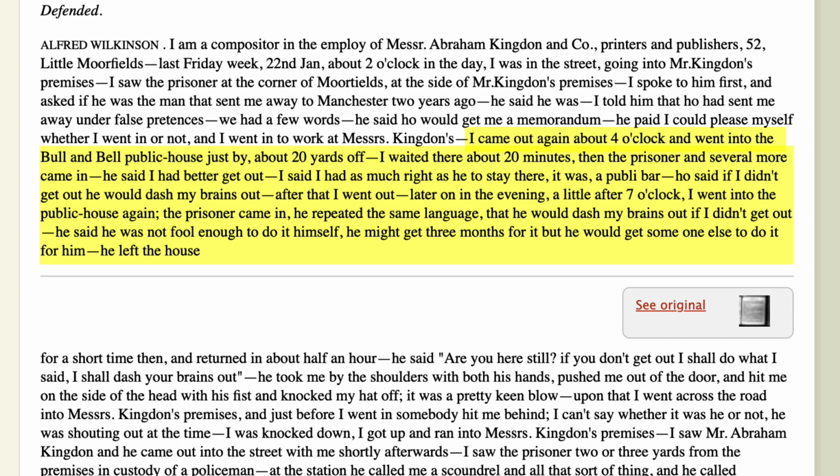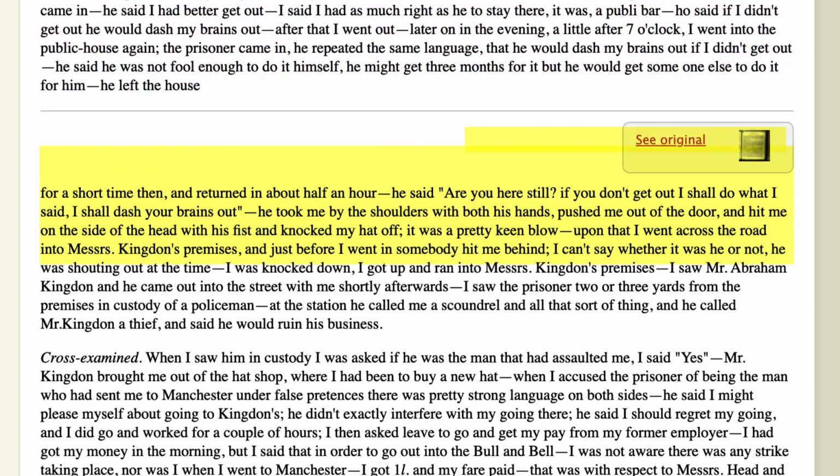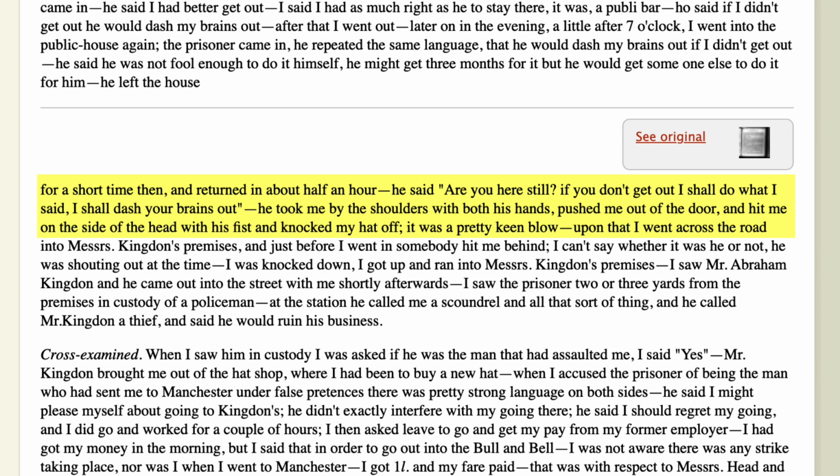Later on that evening, a little after 7 o'clock, I went into the public house again, and the prisoner, or the defendant, right, Moody, came in. He repeated the same language. He said he would dash my brains out if I didn't get out. And he said he was not fool enough to do it himself. He might get 3 months for it, but he would get someone else to do it for him. He left the house for a short time then and returned about half an hour later. And he said, are you still here? If you don't get out, I shall do what I said. I shall dash your brains out. And he took me by the shoulders with both hands, pushed me out the door, and hit me on the side of the head with his fist and knocked my hat off. It was a pretty keen blow.